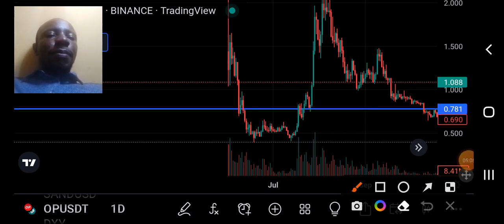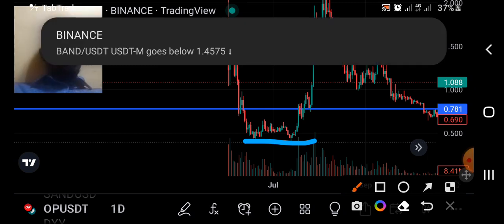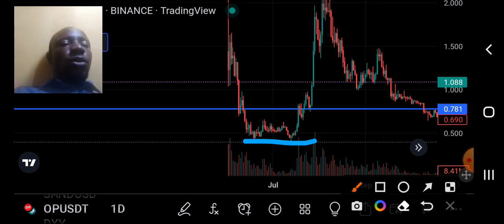wait for this market to get to this last zone here. It is going to bounce up, then you place your buying order right there at the market. Again, don't trade blindly. Get to that point, then buy the market, long it, and you will make money. Or look at where we found this market here. Look at this point here.